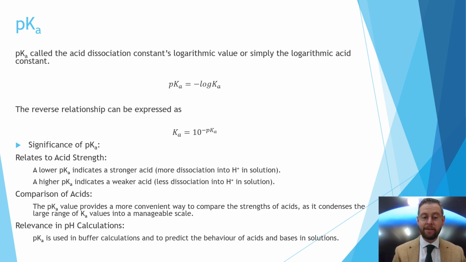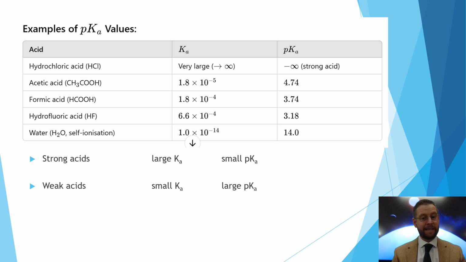We can compare them on a really straightforward scale with very similar looking numbers. And we're going to use this later in the next chapter to look at buffer calculations. But here are some values here. So hydrochloric acid with its infinitely large Ka is also going to have a negatively infinitely large pKa. So we'll forget about that one for now.